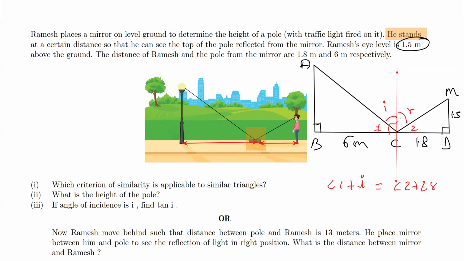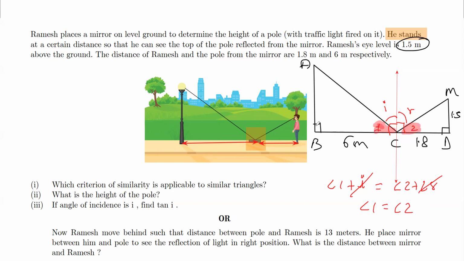As I said, the normal is perpendicular to the reflecting surface. We know that the angle of incidence is equal to the angle of reflection. Therefore, we conclude that angle 1 is equal to angle 2. So from the figure, you can find out that this angle is equal to this angle. This is what we have proved here. This angle is equal to this angle.